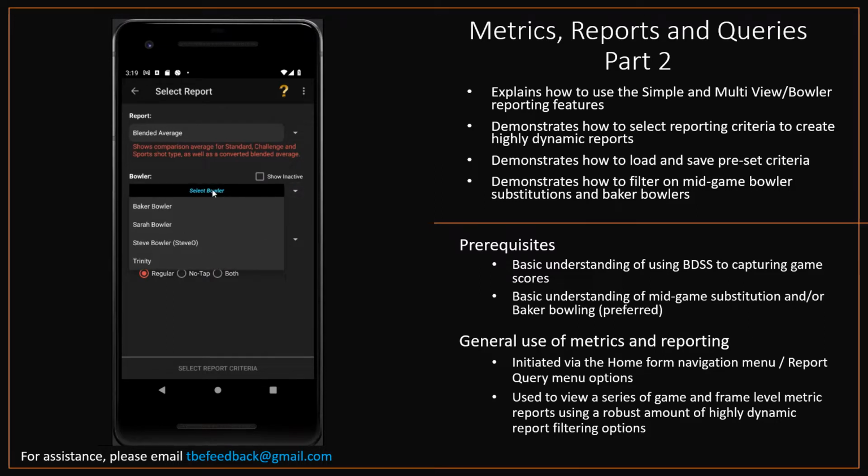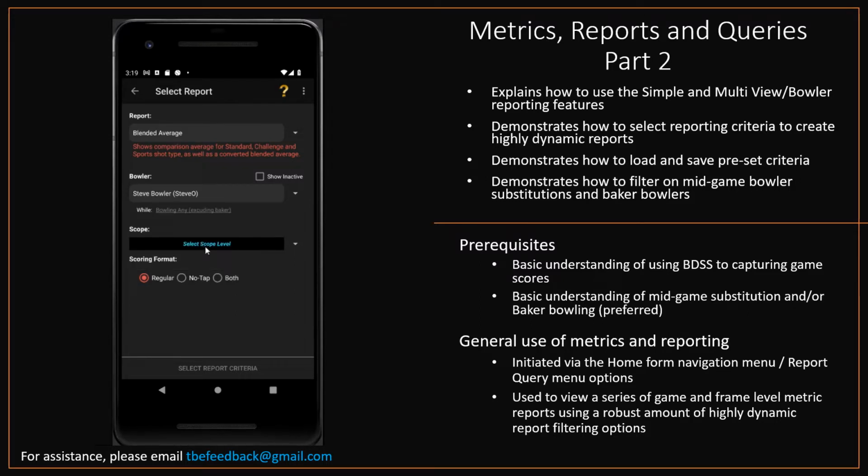Now let's take a look at the bowler dropdown. This simply shows all active bowlers managed by BDSS. If you want to see inactive as well, just click the Show Inactive checkbox. And let's select a bowler, Steve. Under the dropdown, there is a while link. The while link is only available when a frame level report is selected. It offers a list of enhanced bowler filter options.